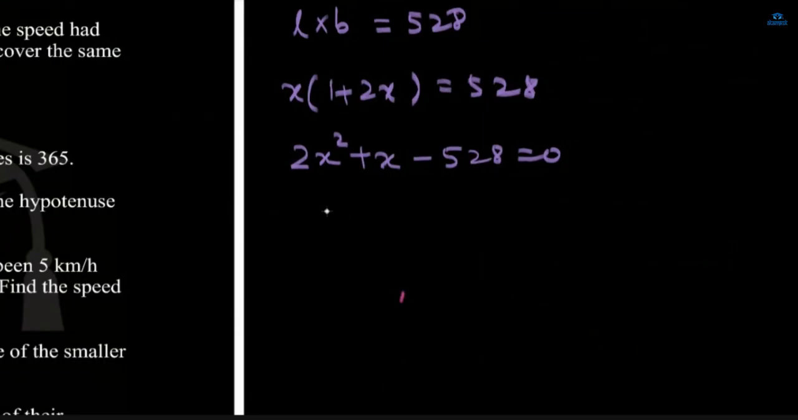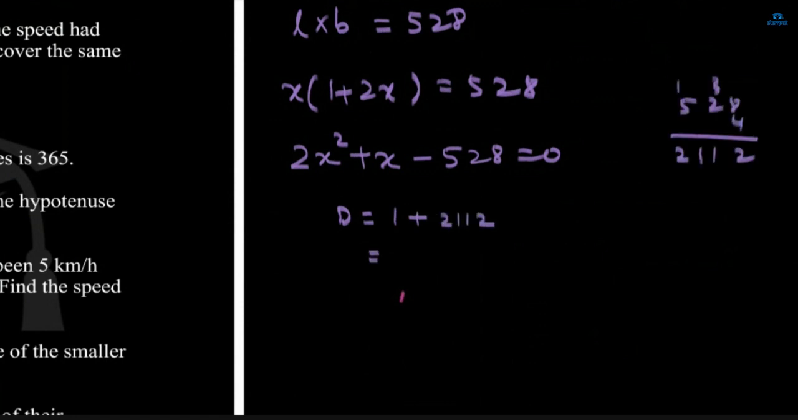Okay, fine. Which method would you like to apply? I think the discriminant rule would be better. Yes, ma'am. Okay, b square is 1 minus 4 into 2 into 528. Is it correct? No, it's not correct. It should be 4ac, so 4 into 2 is 8, and 8 into 528. Okay, it is a 64.